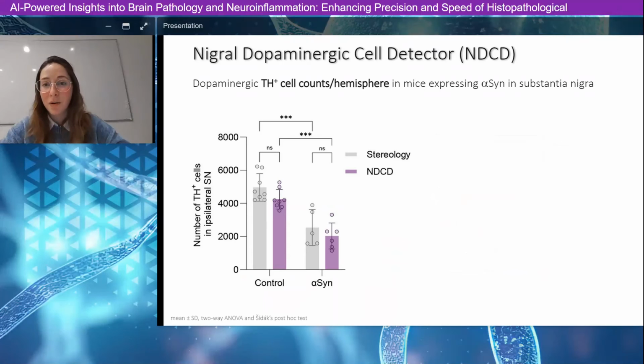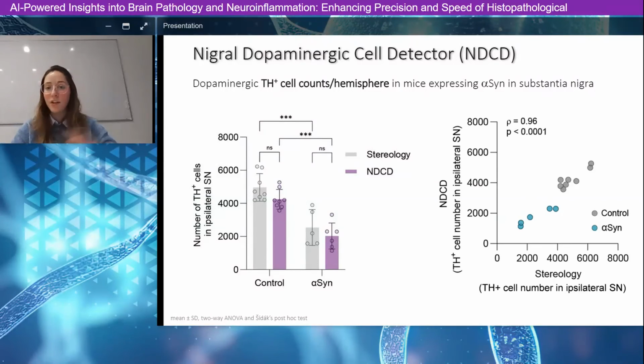In case someone is curious about how the number of cells is actually calculated, here are plotted the actual numbers that were detected in the injected substantia nigra for, again, the same groups. As you can see, there's no significant difference between both methods, and both methods are equally good at detecting a difference between a control group and the group with the lesion, or the overexpressing group. Here you can see again a correlation of the two methods, with a very high correlation coefficient for all these data points.